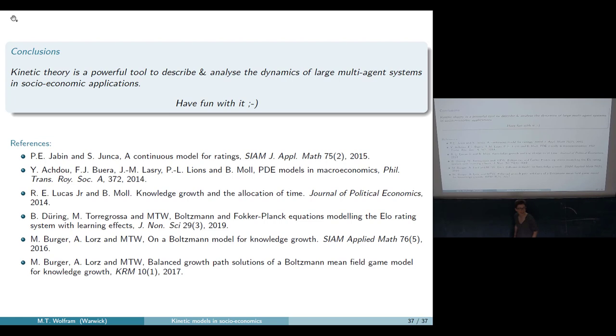And at the beginning, this is the original paper. This is the work where you have a whole bunch of problems in there. And this is the original paper by Lucas and Moore, where they introduced the model. And that's the stuff that I was talking about.